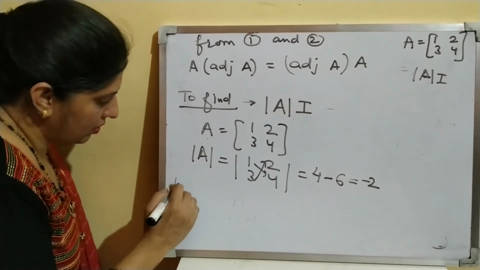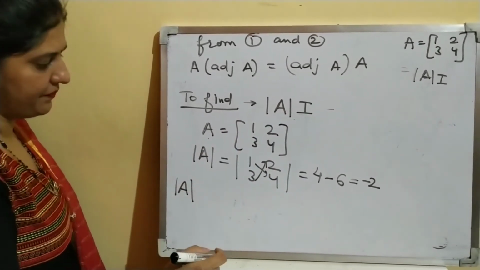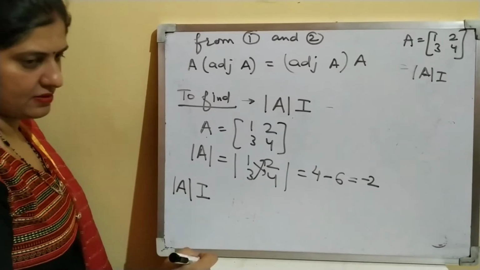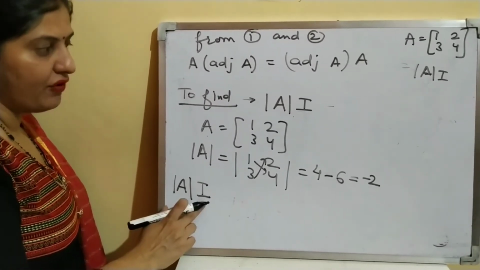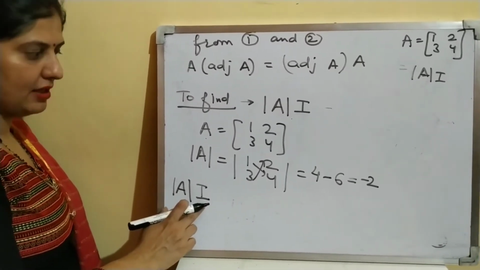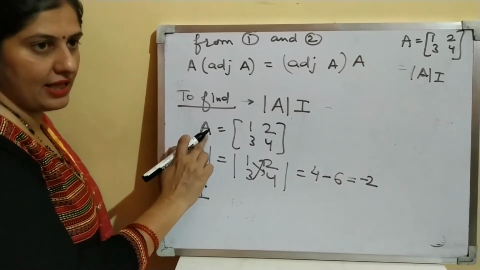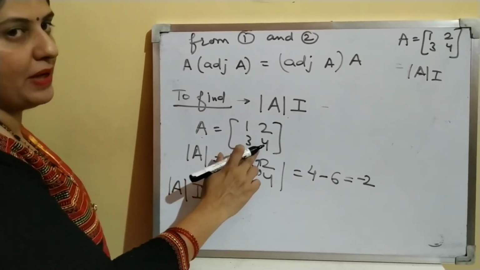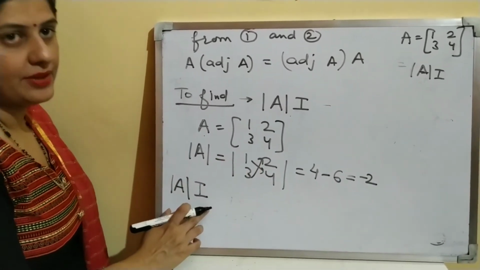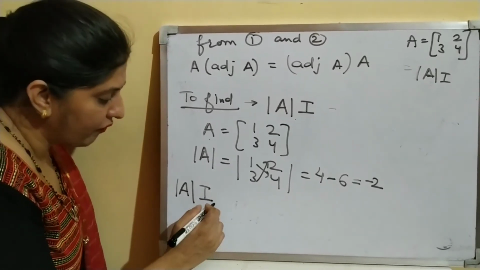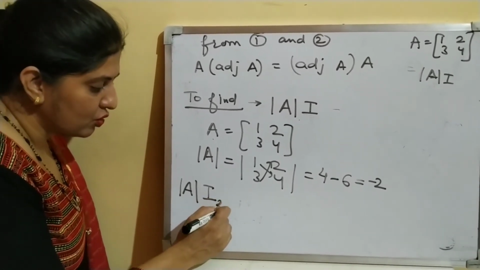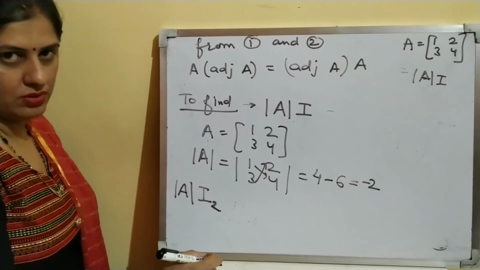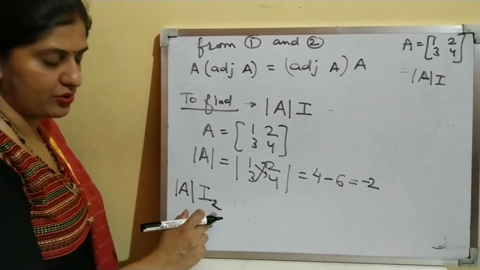Now multiply the determinant with the identity matrix. The order of the identity matrix is the same as the order of A. Order of A is 2 by 2, so the identity matrix is also of order 2 by 2. So we can write it as I2, meaning its order is 2 by 2.